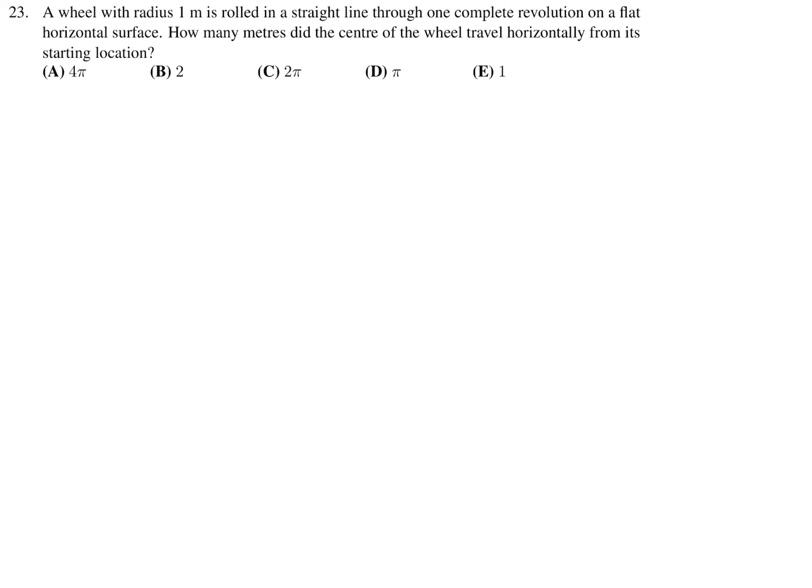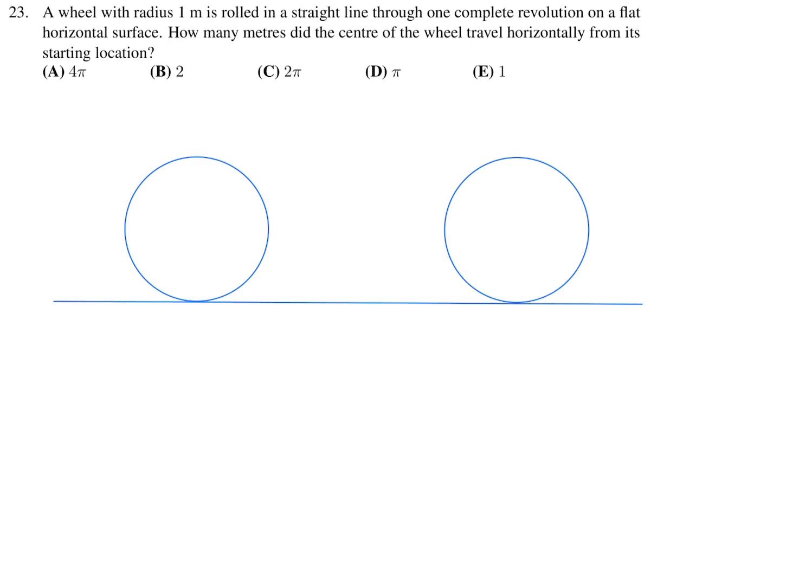A wheel with radius 1 is rolled in a straight line through one complete revolution on a flat horizontal surface. How many meters did the center of the wheel travel horizontally from its starting location? Okay, let's draw a little diagram here. We've got one circle and then the exact same circle. We are asked essentially to figure out the distance from the middle to the middle, as this wheel moves along. So that red line is what they want you to figure out.